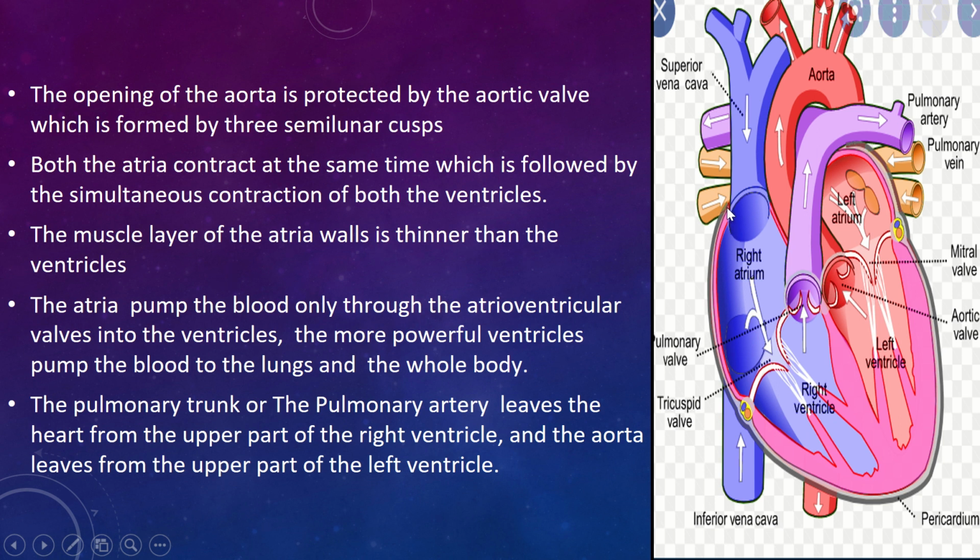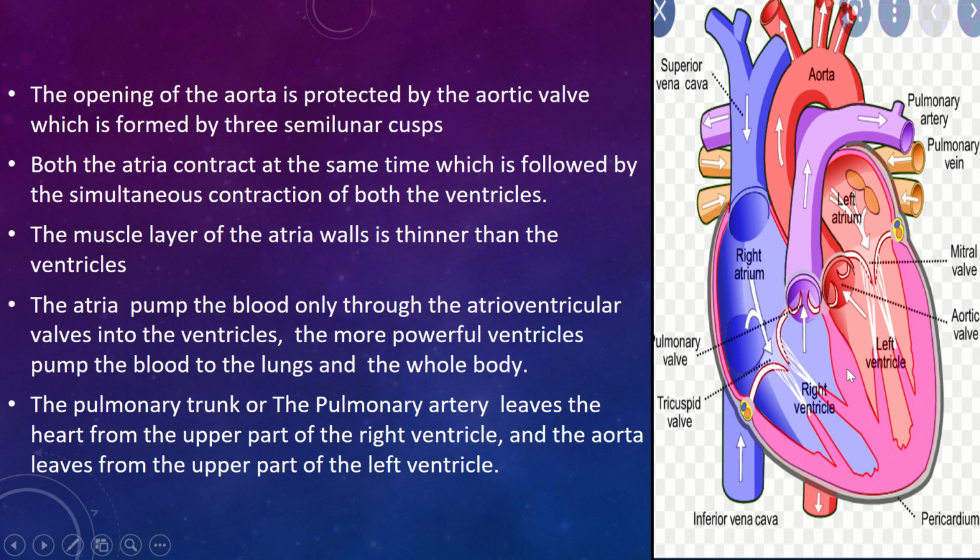Here you can see the muscle layer is very thin in the atrium, but in the ventricles it is thicker. For what? The atria pump the blood only through the atrioventricular valves into the ventricles. The more powerful ventricles pump the blood to the lungs and the whole body.